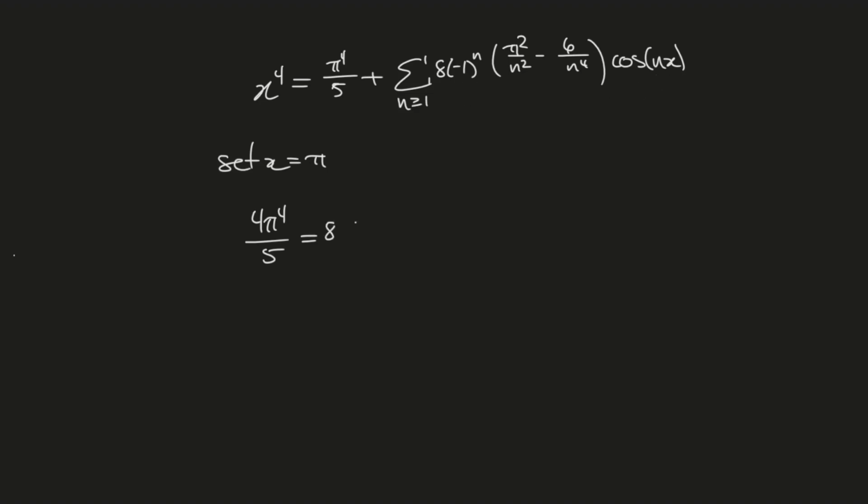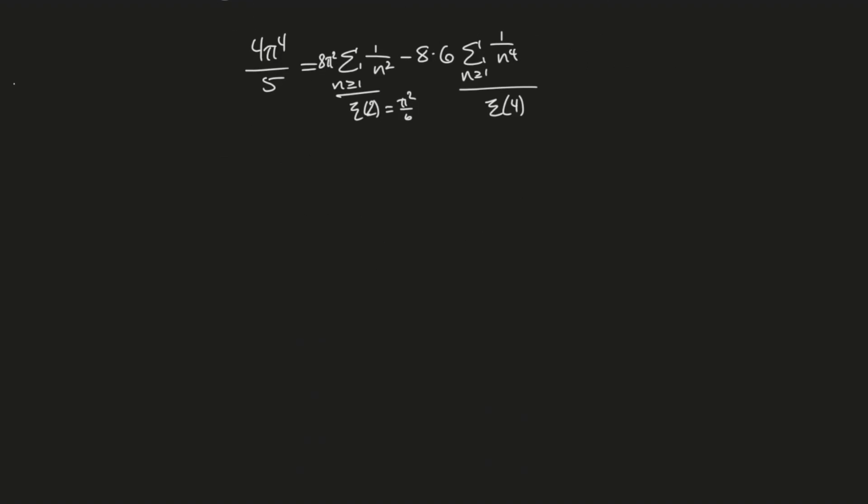So we'd have 8 times the sum n being greater or equal to 1. And I'm going to split this into two sums to make things easier. So we're going to get pi squared outside times the sum of 1 by n squared, minus 8 times 6 times the sum n greater or equal to 1 of 1 by n to the 4th. And here, notice that this is precisely what we're looking for. It is zeta of 4. And this is zeta of 2, which we know is pi squared by 6.